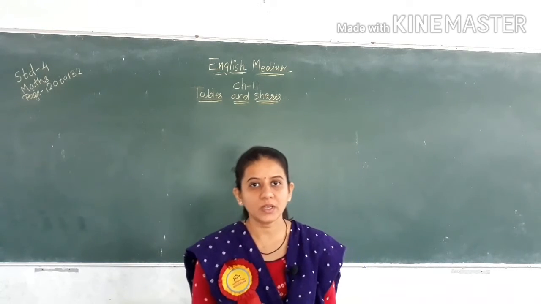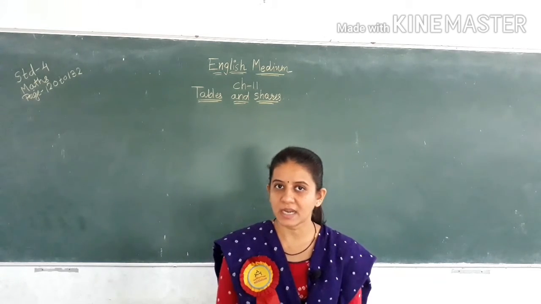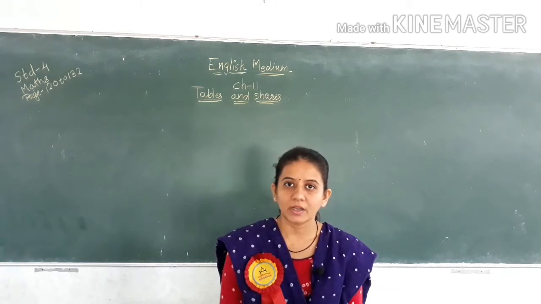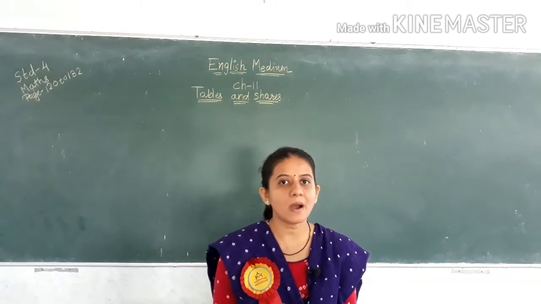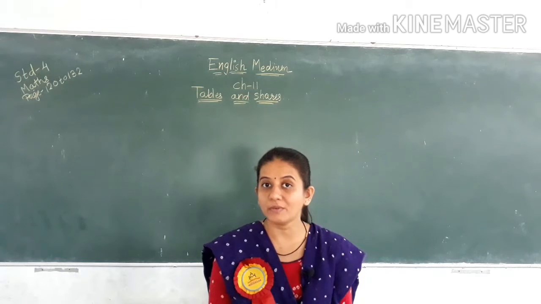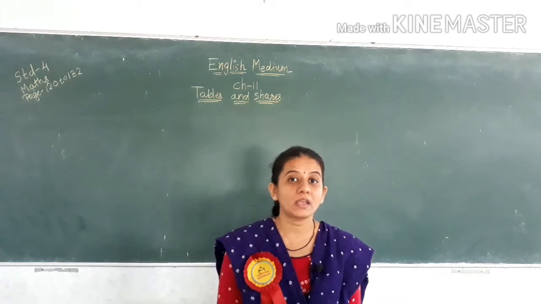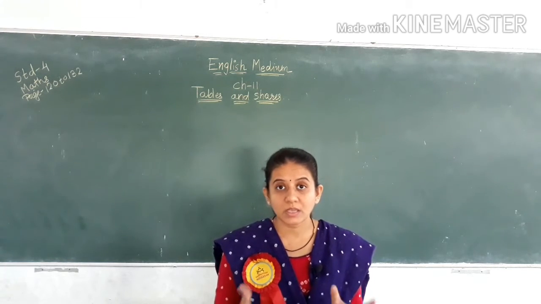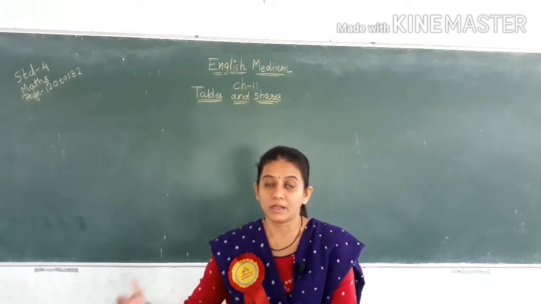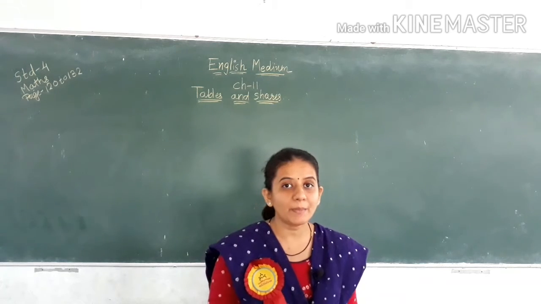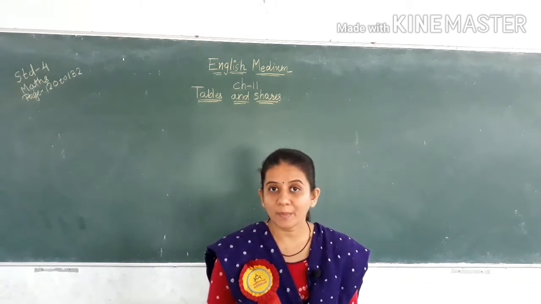Children, let's learn the main course book in Standard 4, English medium. Chapter number 11, Tables and Shares. You know about tables and you know about sharing. Share means you have a thing and you equally distribute this thing to other students. That means it is called sharing. Tables, you know about tables.